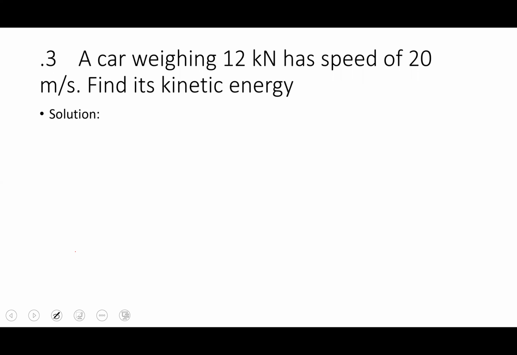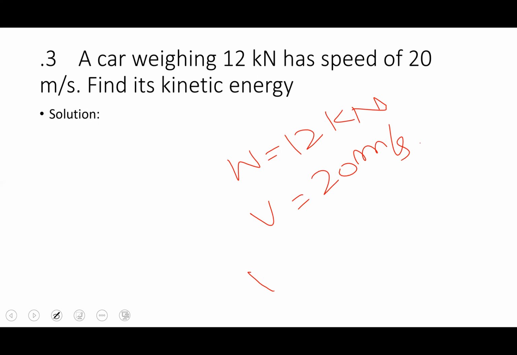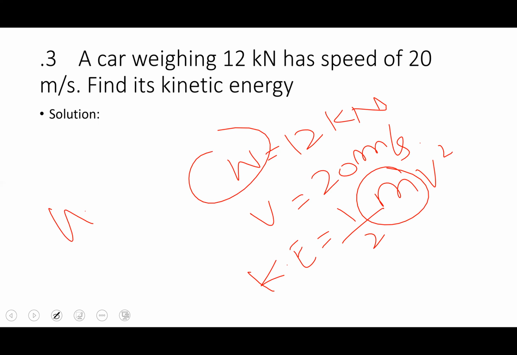Moving on to the third question, a car weighing 12,000 or 12 kilonewton has a speed of 20 meter per second. Find its kinetic energy. Now we have the weight, which is 12 kilonewton, and we have the velocity also, which is 20 meter per second, and we have to find the formula for kinetic energy, which is equal to half mv square. So we have to look for the m. We only have the weight, so weight is equal to mg. From that we can calculate the value of m by putting w by g.